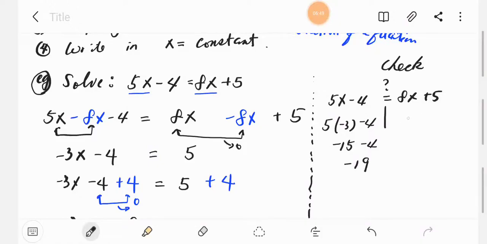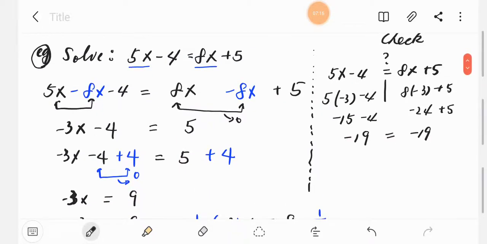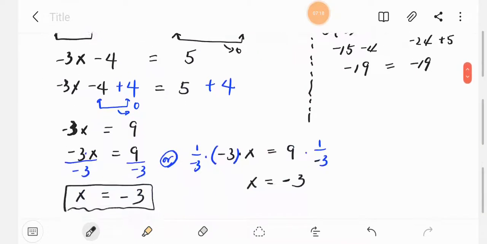How about the right hand side? 8 times negative 3 plus 5. So 8 times negative 3 is negative 24 plus 5. Negative 24 plus 5 is negative 19. And they are equal, right? Equal. So the solution we just got is correct. So negative 3 is the solution of the equation, because when you check it, the equation is true.